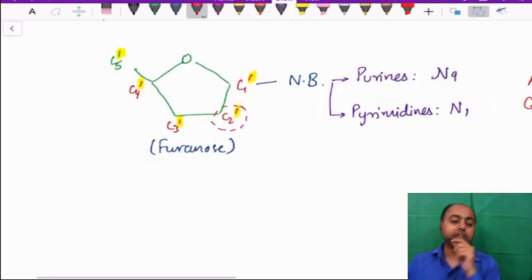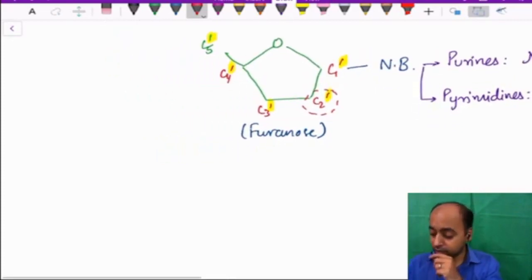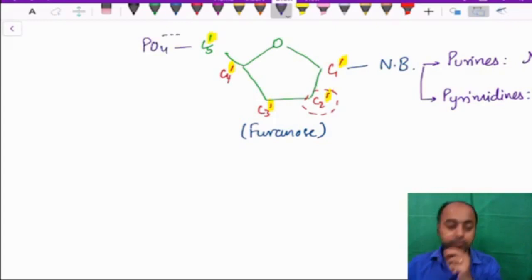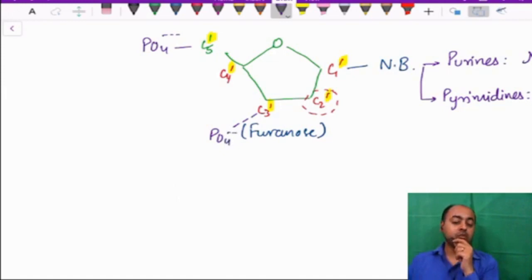When we come to the nucleotide, recall we had the phosphate in the nucleotide. The phosphate is commonly attached to 5 dash. However, it may also be attached to the 3 dash end. So there are two potential points of attachment. Either it can be attached to the 5 dash end or it can be attached to the 3 dash end. More commonly, it is attached to the 5 dash end.